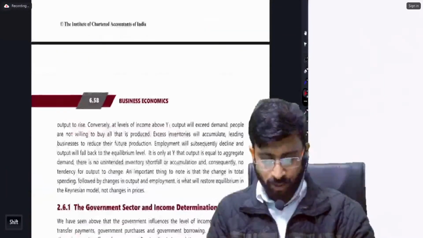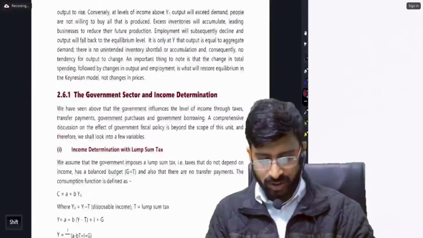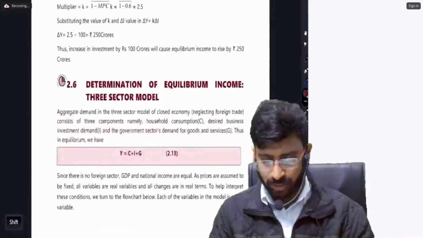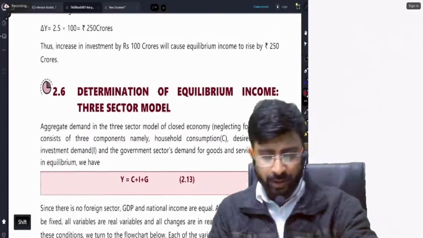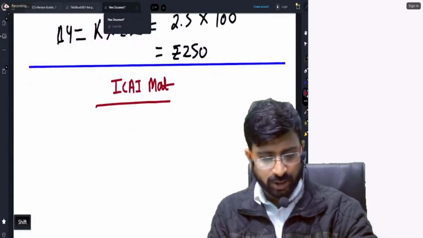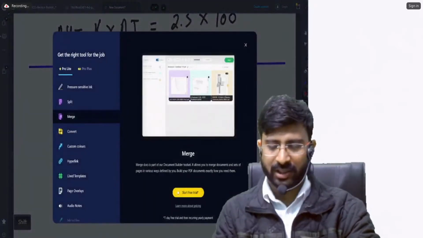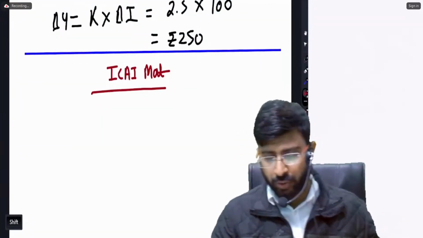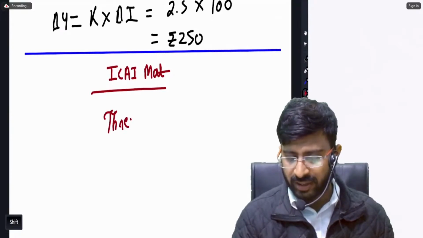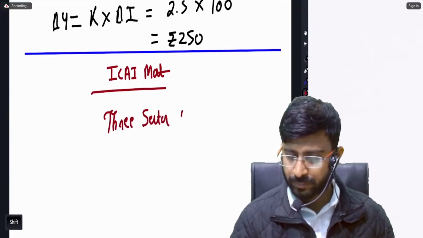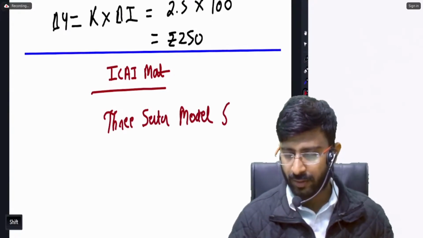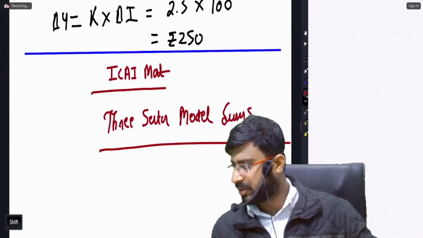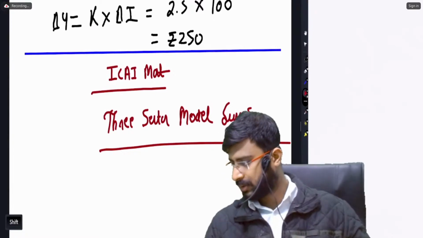So see, now we are into the 3 sector model. We are talking about 3 sector model sums. So in your copy, put the heading 3 sector model sums. First do it, then I will explain. Not necessarily from multiplier. It can be other than the multiplier also. Just put the heading 3 sector model sums. Sums means numericals.